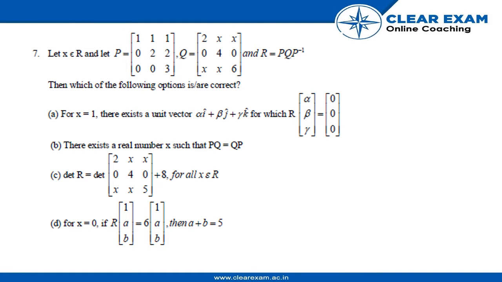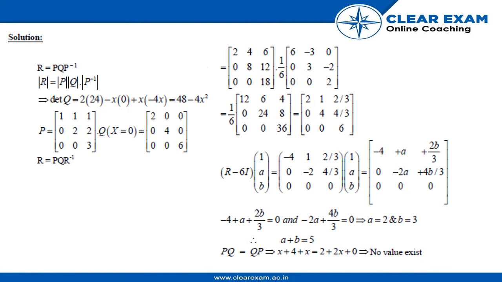Hello everyone. So the question given is, let x belong to the real numbers and let P equal [[1,1,1],[0,2,2],[0,0,3]] and matrix Q equal [[2,x,x],[0,4,0],[x,x,6]] and R equal PQ. The solution is R equals P inverse. Magnitude of R equals mod P into mod Q into mod of P inverse.